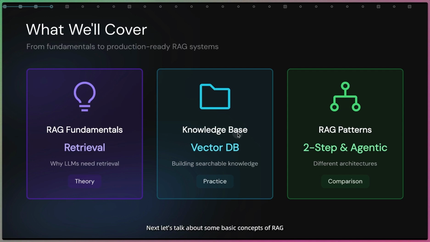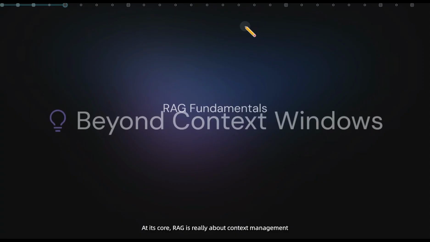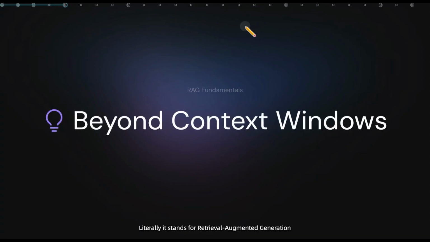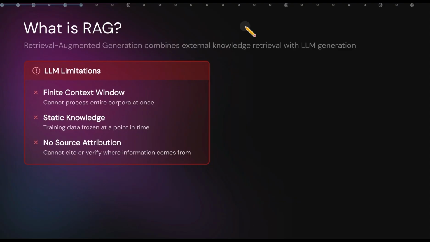Next, let's talk about some basic concepts of RAG. At its core, RAG is really about context management. So what is RAG? Literally, it stands for retrieval-augmented generation, content generation enhanced by retrieval. So its core is still content generation. The main body responsible for content generation is the large language model. RAG addresses some issues that arise when large models generate content independently.